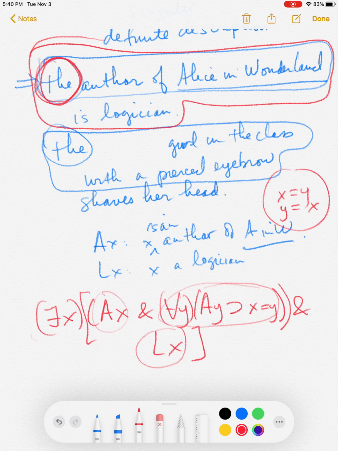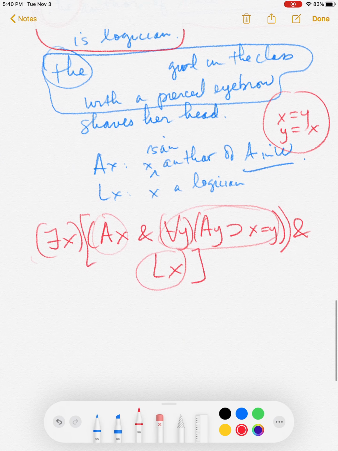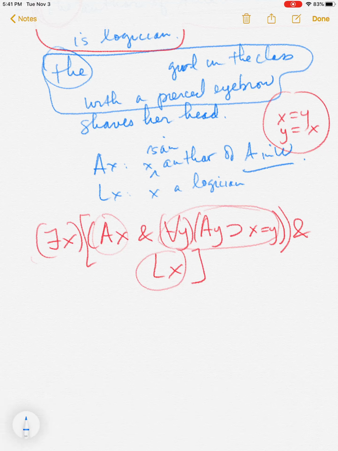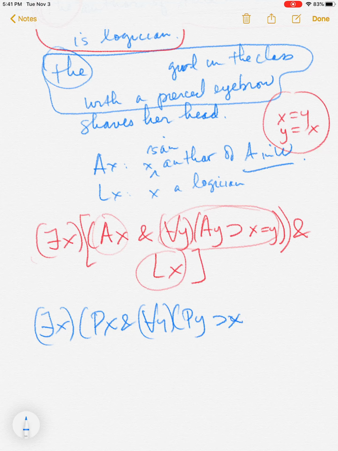How would we do, just for fun, how would we do the girl in the class with the pierced eyebrow shaves her head? It would follow a very similar pattern. Let's do it in blue, though. We'd say, again, the universe of discourse is girls in the class. PX means X has a pierced eyebrow. And let's have SX mean X shaves her head. Okay? So we have, there's at least one girl in the class who has the pierced eyebrow. And if you think you found another one, you're wrong. It's the same one.